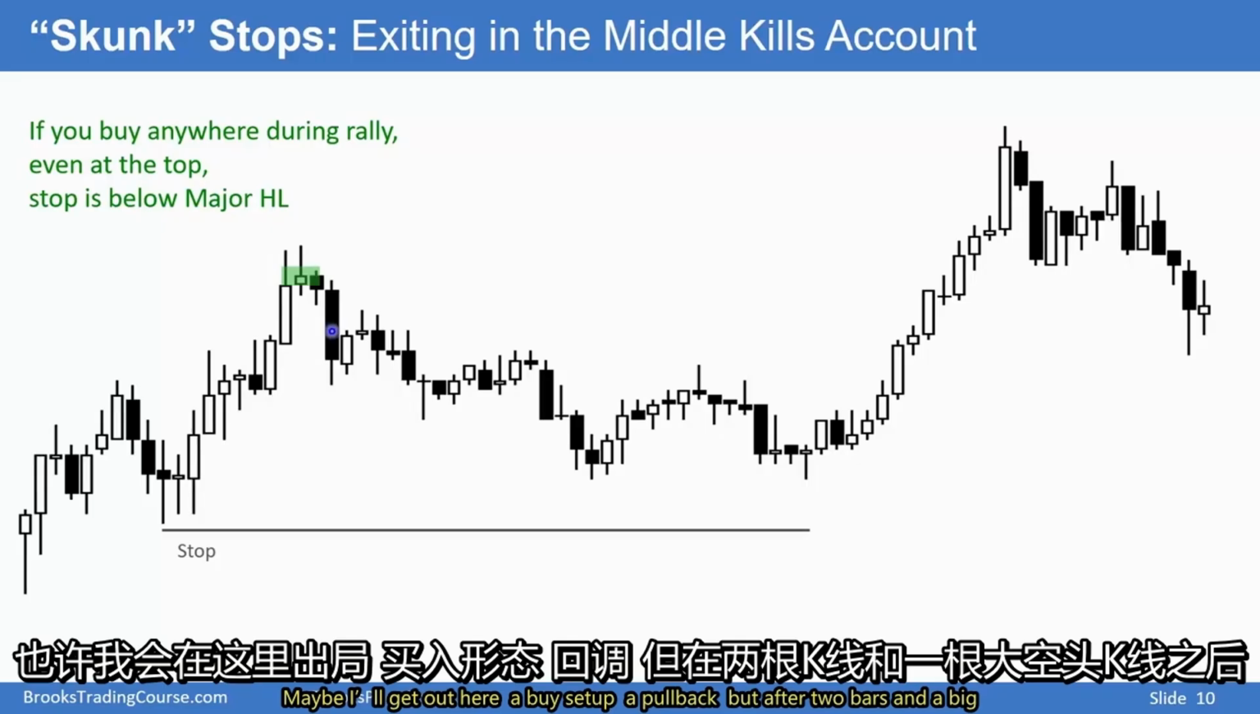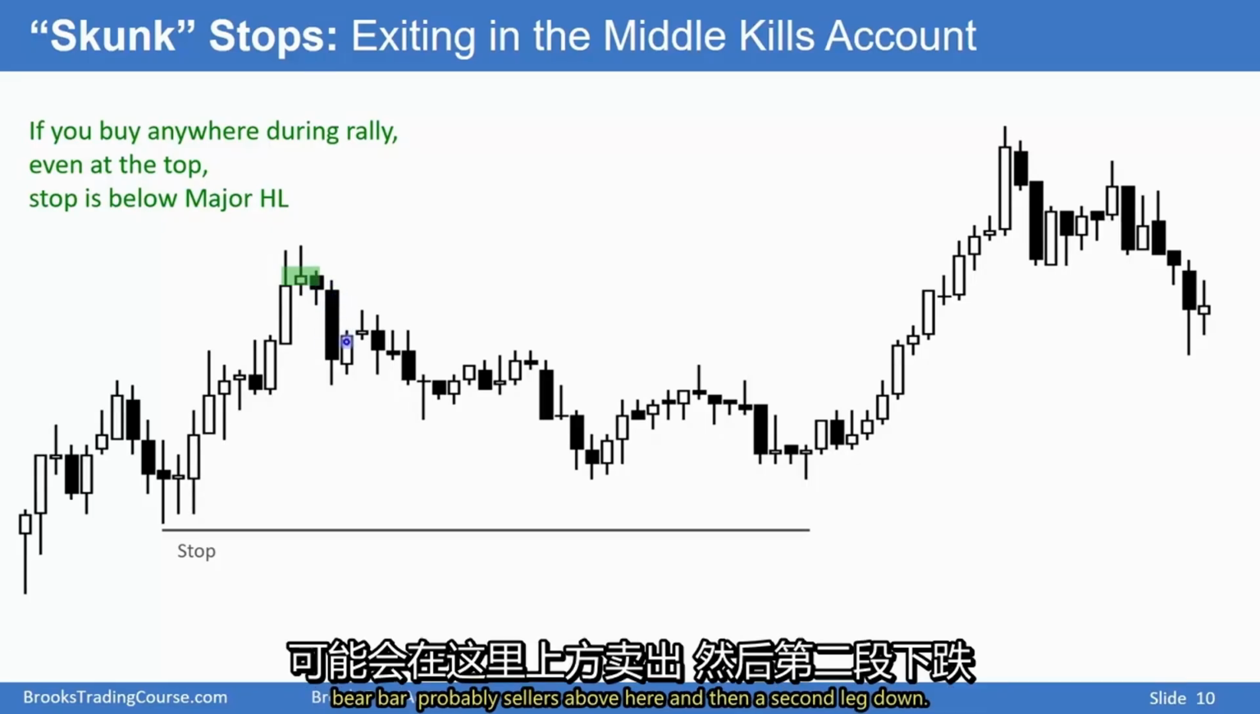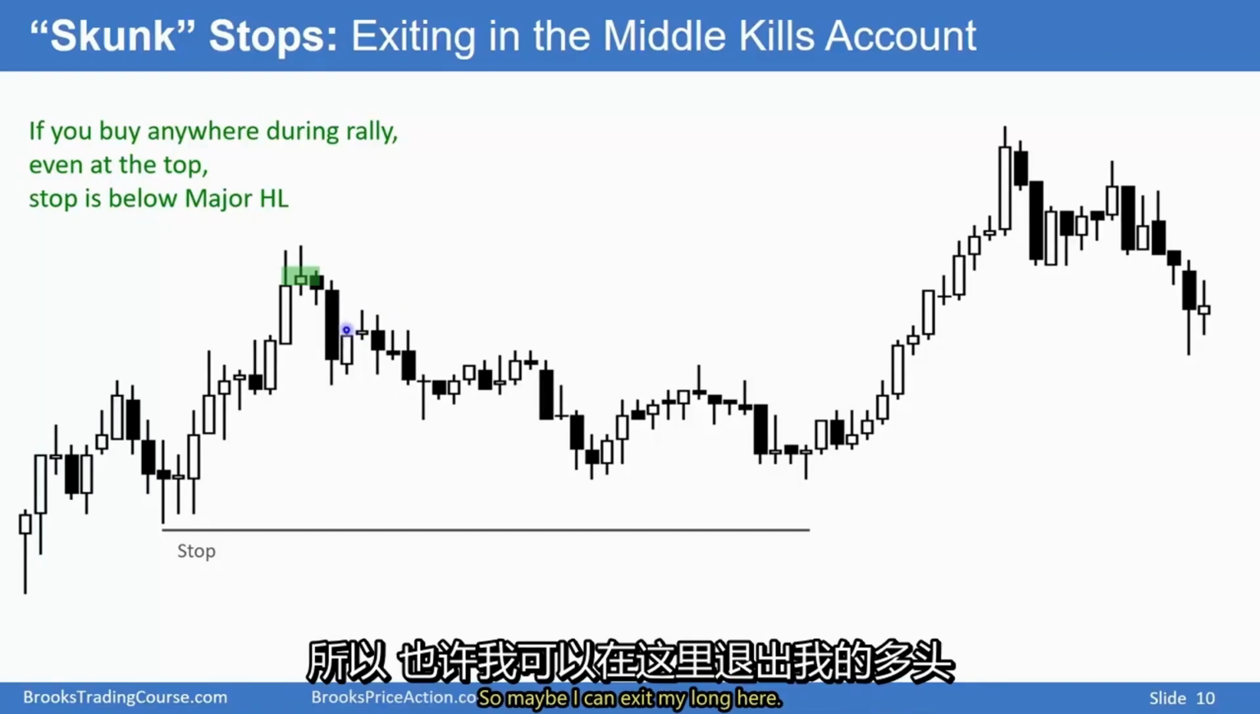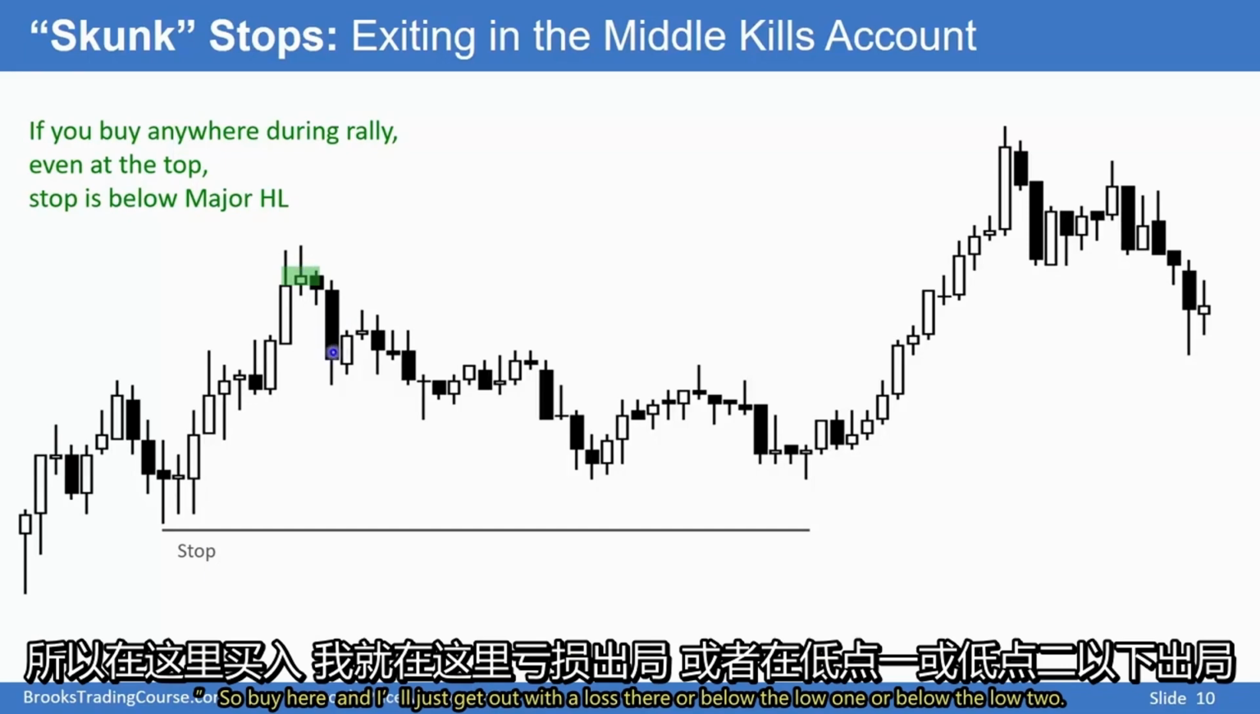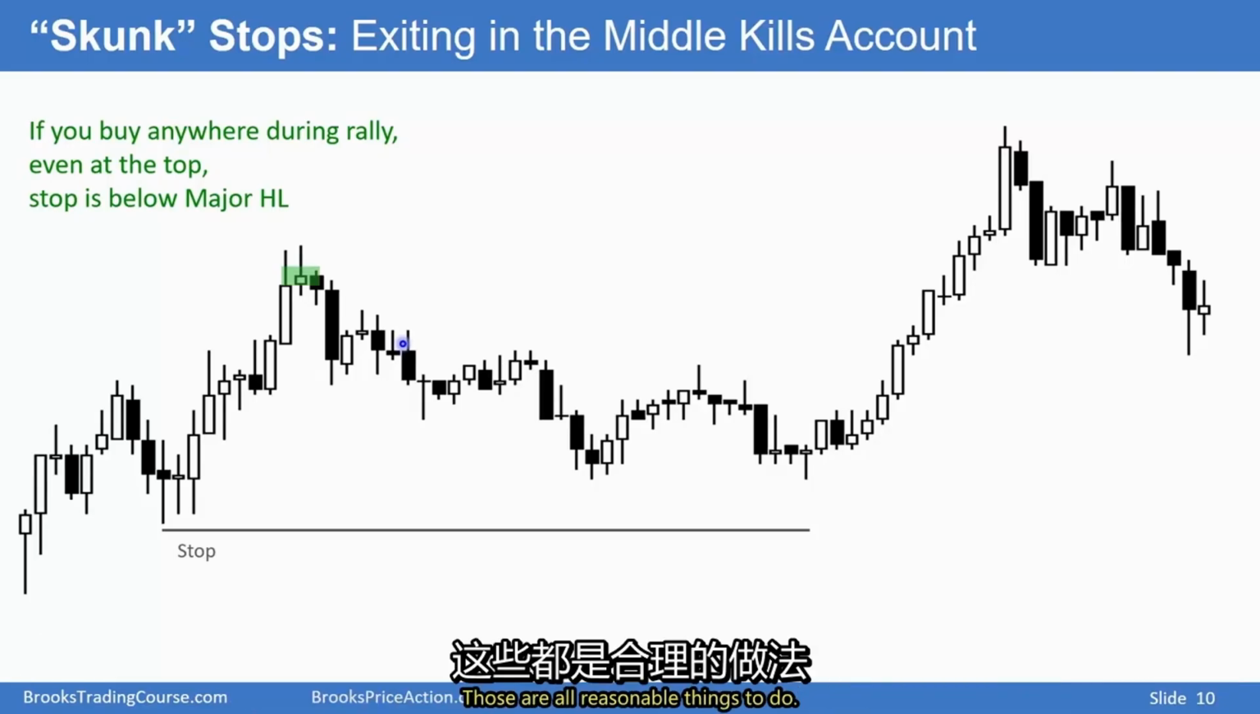A buy setup, a pullback, but after 2 bars and a big bear bar, probably sellers above here and then a second leg down. So maybe I can exit my long here. So buy here and I'll just get out with a loss there, or below the low 1 or below the low 2. Those are all reasonable things to do.